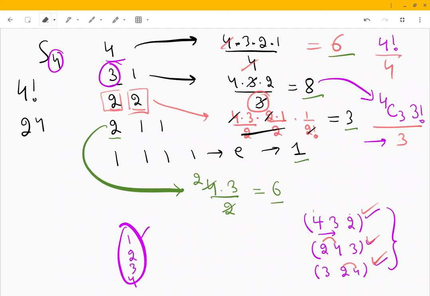And now when you evaluate it, 4C3 is 4, times 3 factorial is 3 times 2 times 1, over 3, which is the same as this. 4 2s are 8, right? So this is how it happens. You should apply the same logic to the rest and see for yourself.